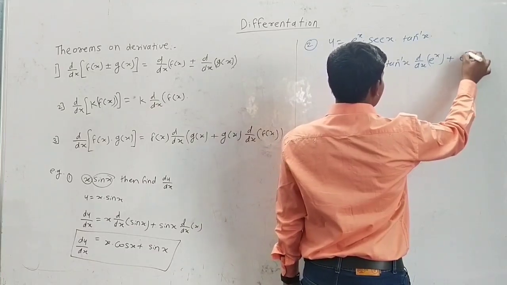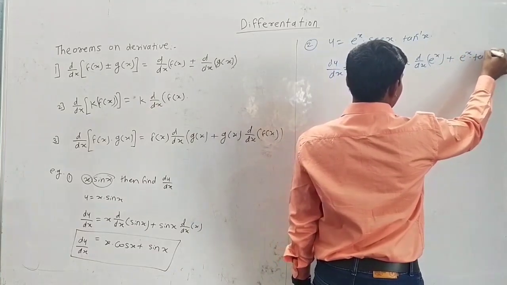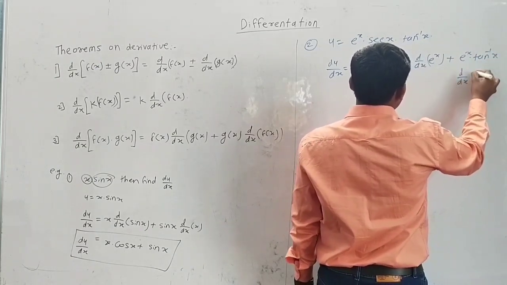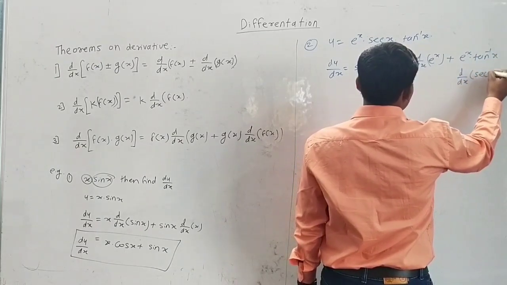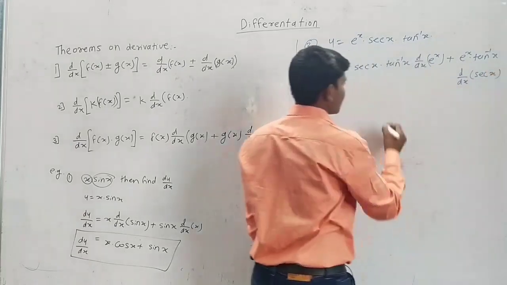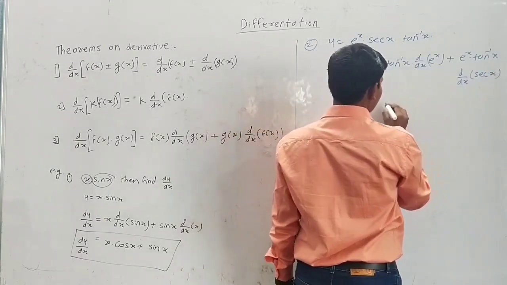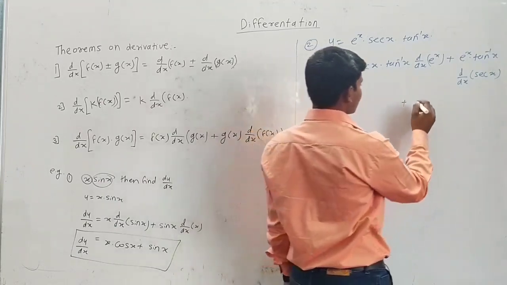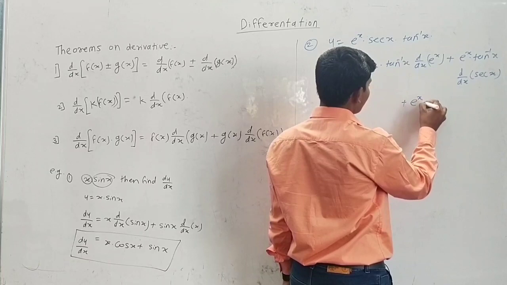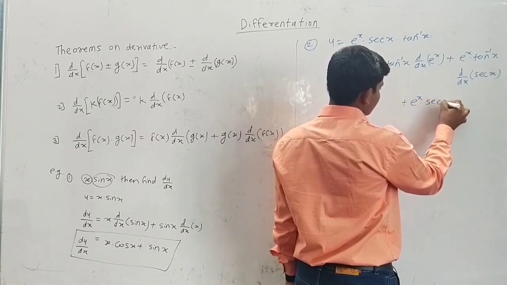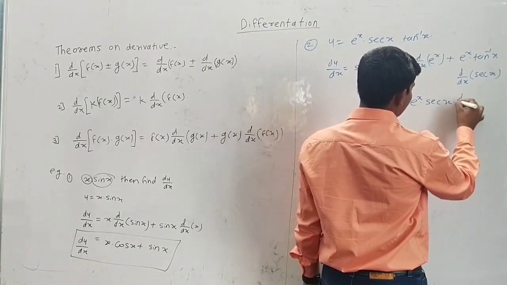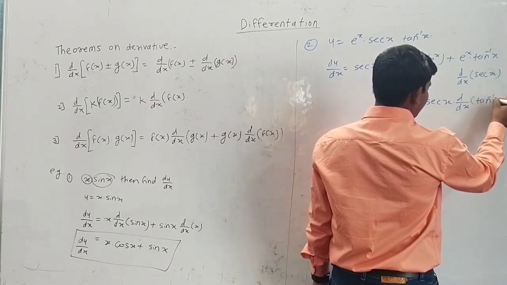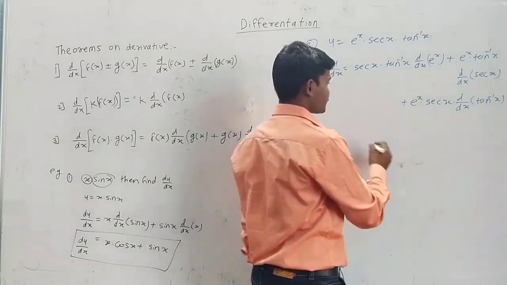e raised to x into tan inverse x and the derivative of sec x, plus the first two terms constant, that is e raised to x into sec x and the derivative of the third term, that is the derivative of tan inverse x.